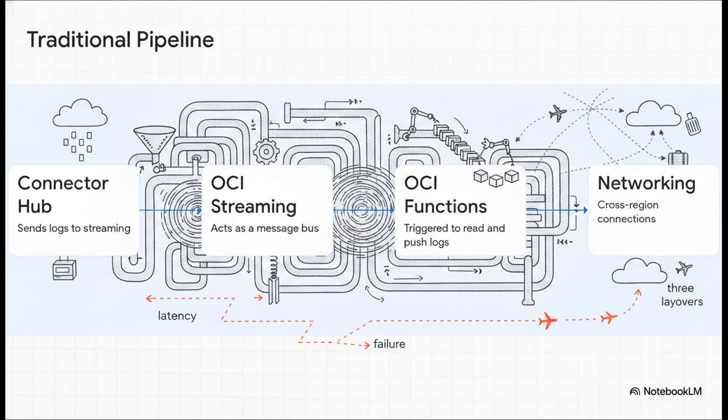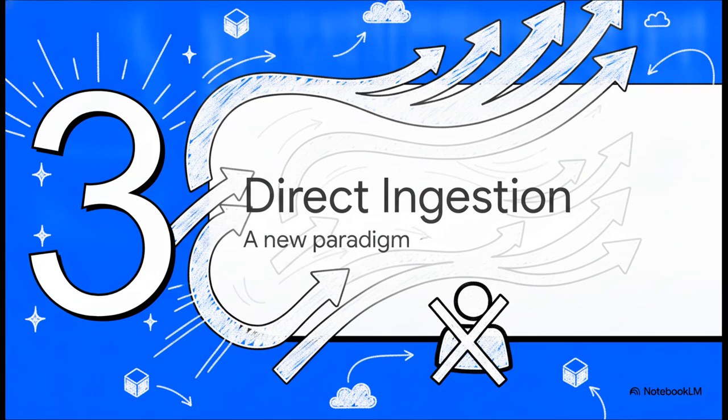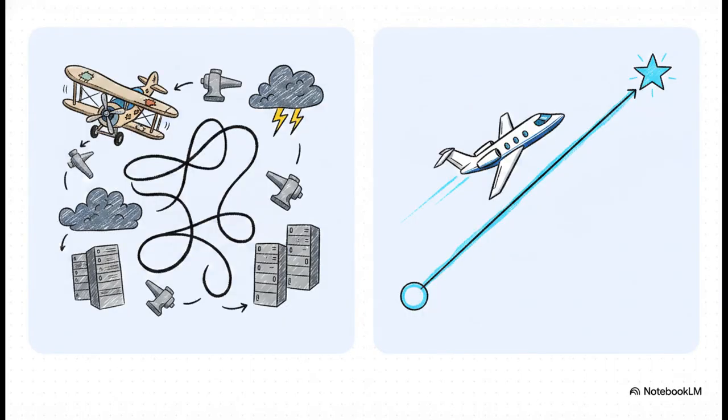It is literally like booking a connecting flight with 3 miserable layovers. Every single hop introduces latency, adds configuration overhead, and creates another potential point of failure. Which brings us to Section 3, the direct ingestion paradigm. A new paradigm. This is where things get really good. There is now a vastly superior, modern way to handle this workflow that cuts out the middleman entirely.